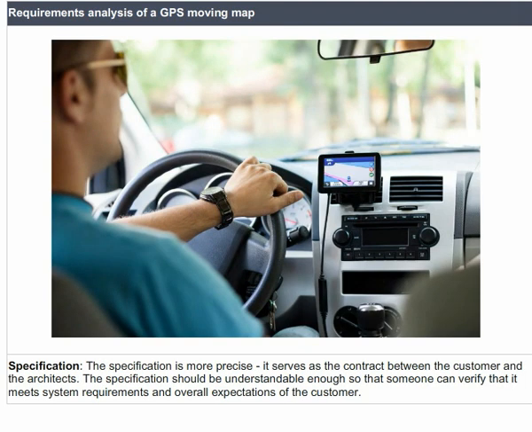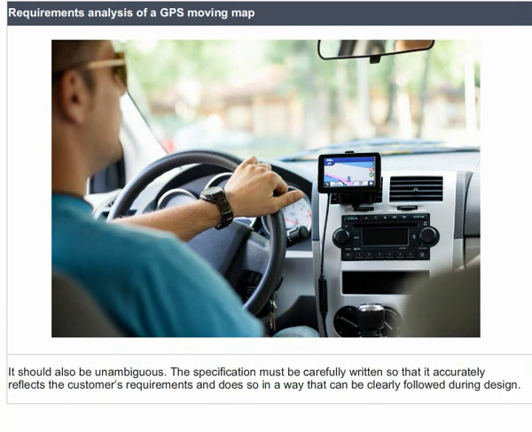Specification. The specification is more precise. It serves as the contract between the customer and the architects. The specification should be understandable enough so that someone can verify that it meets system requirements and overall expectations of the customer. It should also be unambiguous. The specification must be carefully written so that it accurately reflects the customer's requirements and does so in a way that can be clearly followed during design.